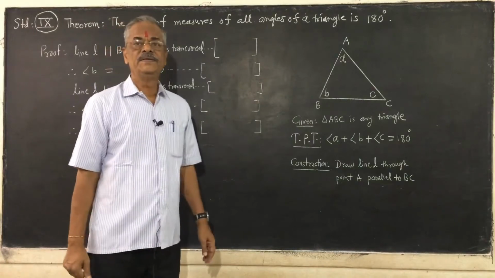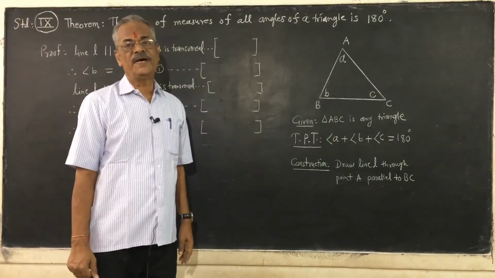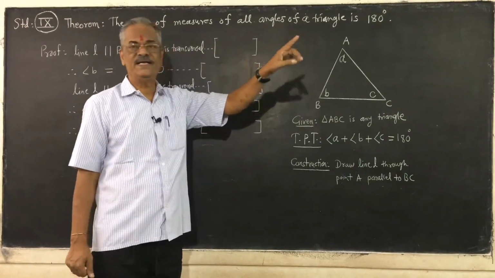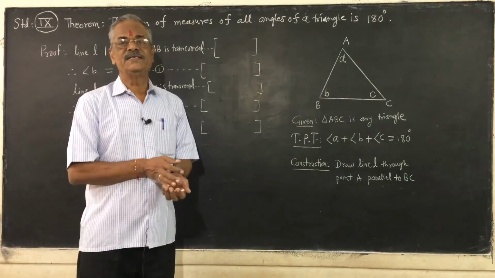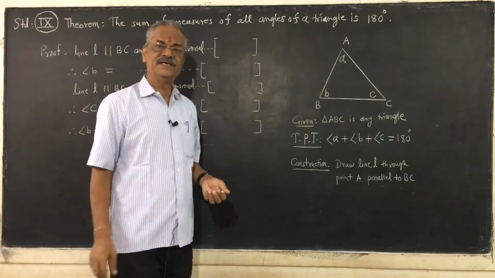आज आपण त्रिकोणासंबंधी महत्वाचं पहिलं प्रमेय बघूया. The sum of the measures of all angles of a triangle is 180. त्रिकोणाच्या सर्व कोणांच्या मापांची बेरीज 180 असते असं सिद्ध करूया.